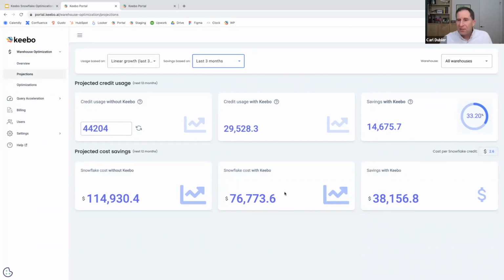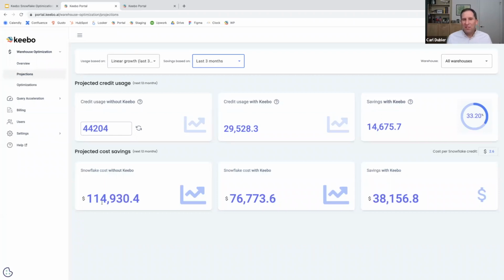So this customer isn't exactly the biggest Snowflake spender out there. We have customers from across the spectrum. We have customers that are looking at 7 figures of Snowflake spending, all the way down to this customer who is spending 76,000, or at least we predict they will. It would have been 114.